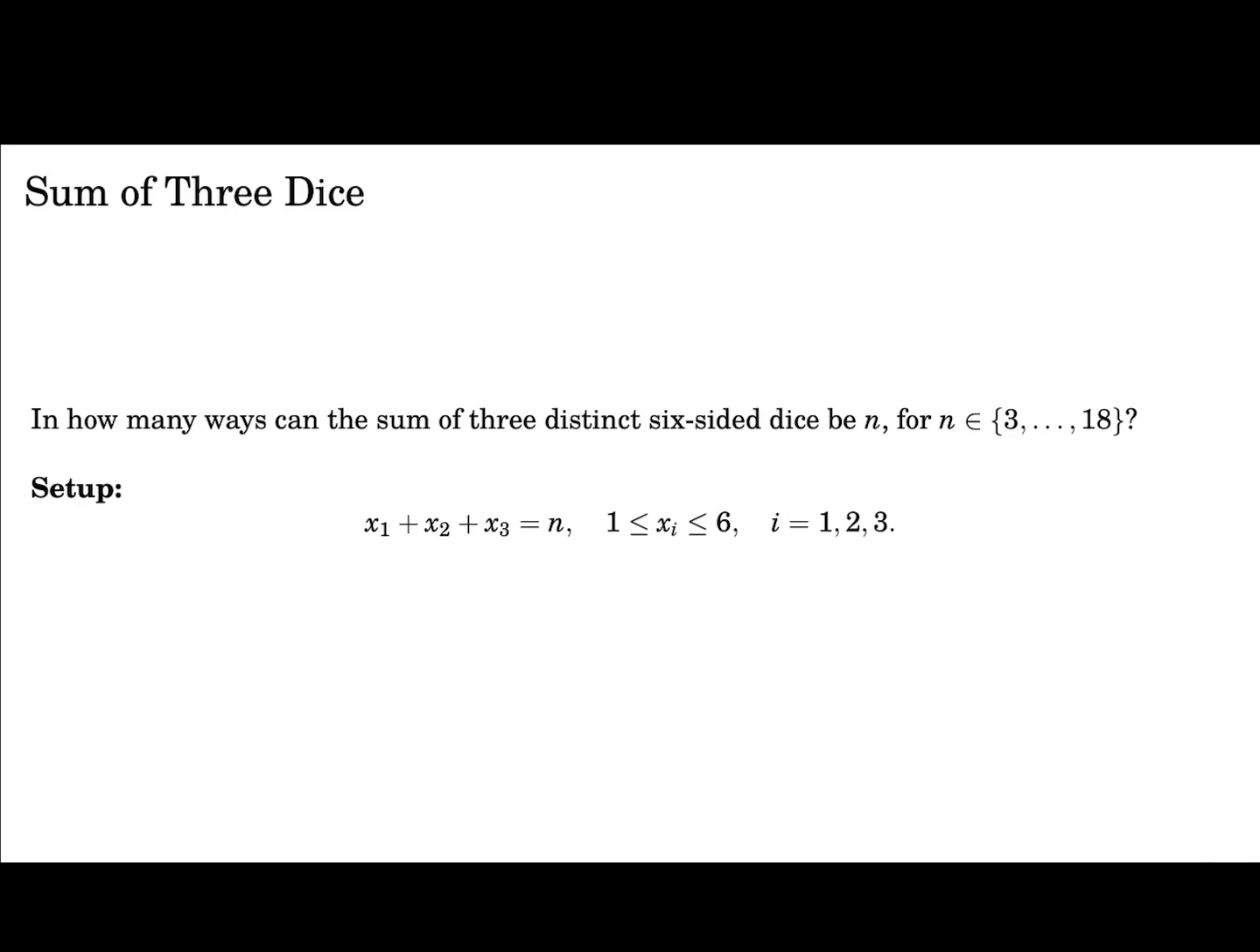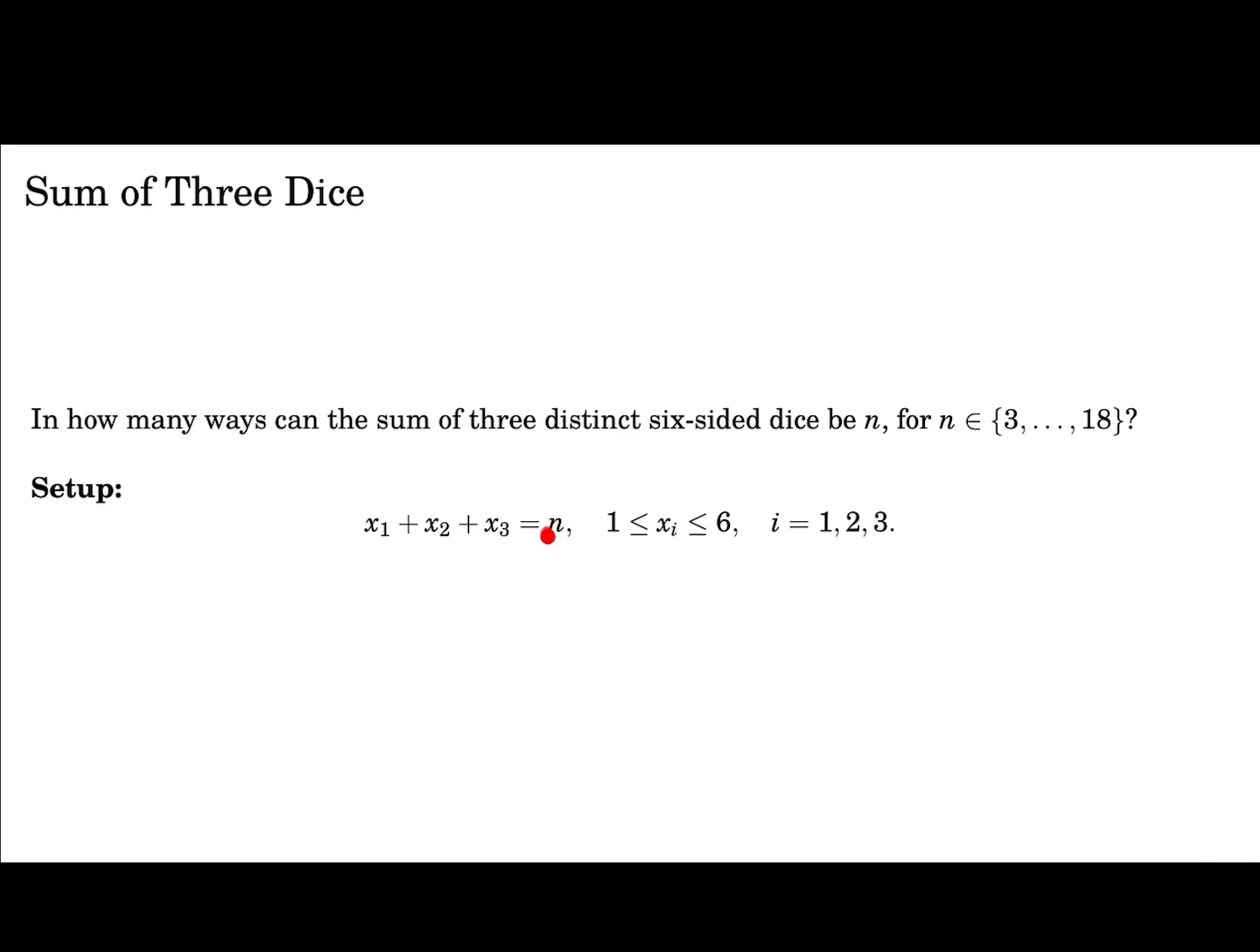In how many ways can the sum of three distinct six-sided dice be n? So in other words, let's say you have three dice and they are distinct, so we're going to differentiate them. Maybe you have a red, a blue, and a green die. Let's say the first one is the red, this is the blue, and this is the green one. And you want to know in how many ways you're able to get a certain sum n.